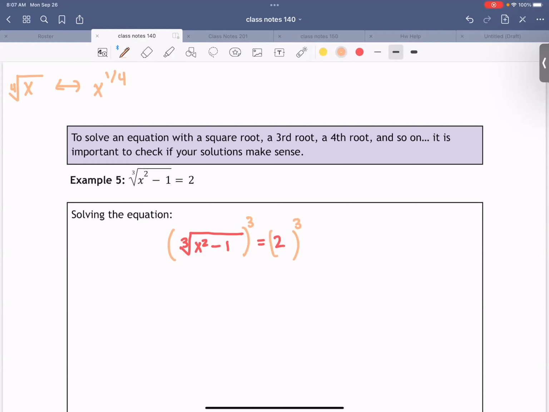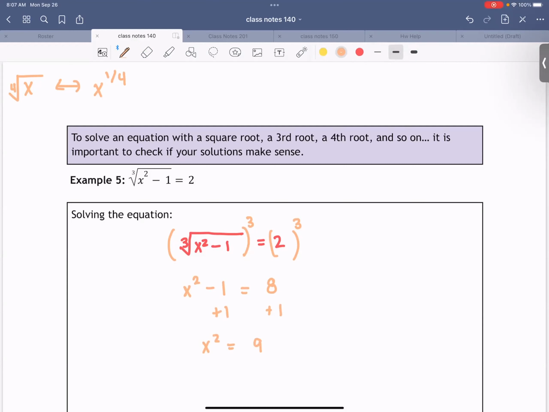Okay, so on the inside, the exponents cancel out and we're left with x squared minus 1 on the left. And 2 cubed is 8, right? Perfect. Do that in my head today. Okay. Now we can just solve for x, right? And this is pretty easy. I think we just add 1 to both sides, right? Okay, so if we add 1 on both sides, we get x squared equals 9.